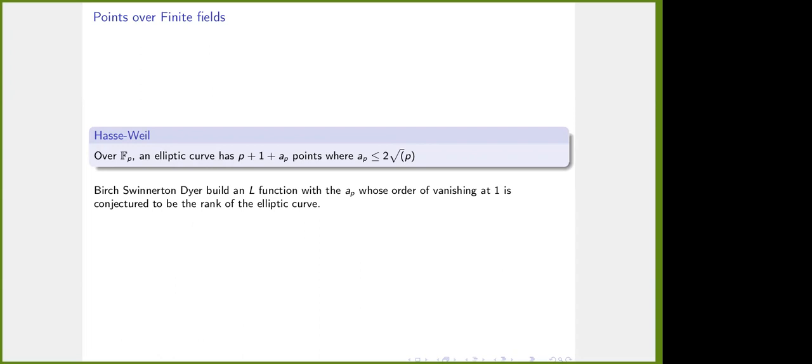I think 30 is the highest rank. I think Elkies found an elliptic curve with rank 30 or 31, but we don't have higher ranks than that.